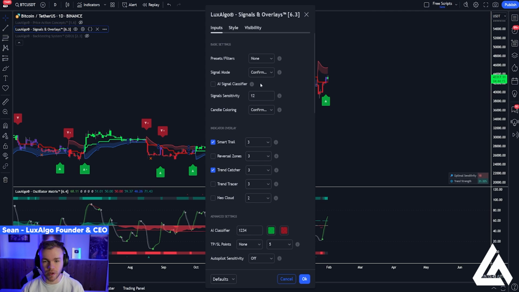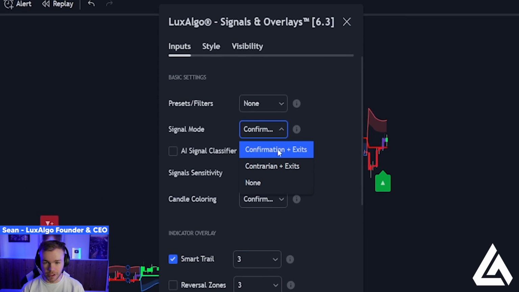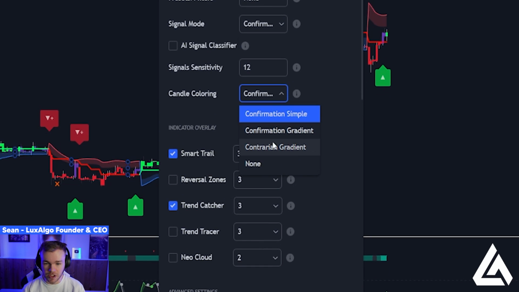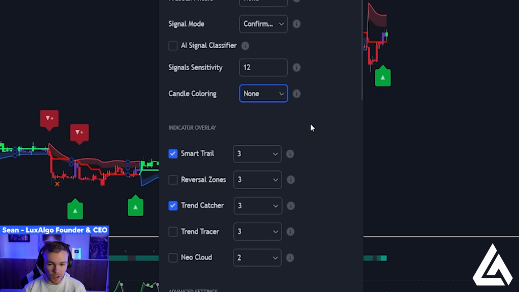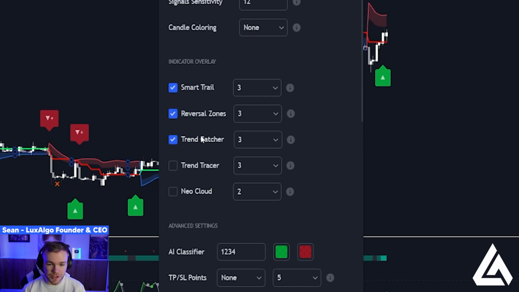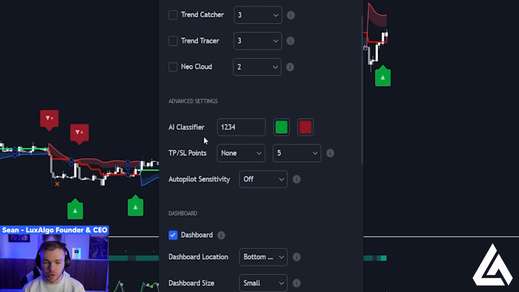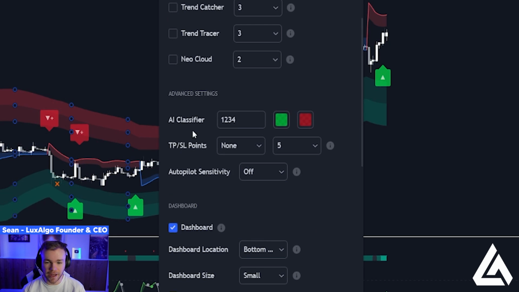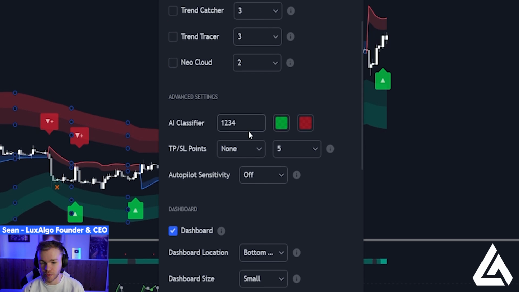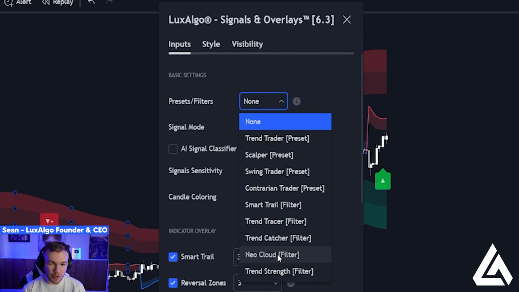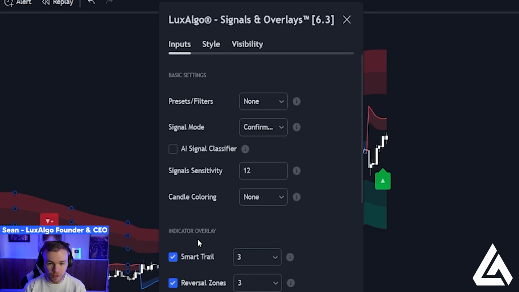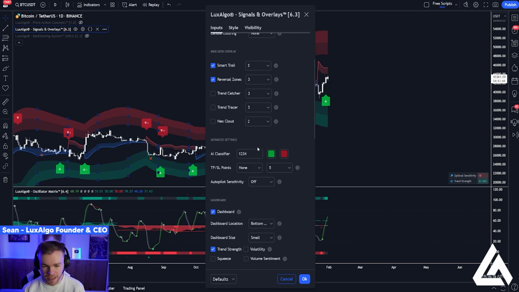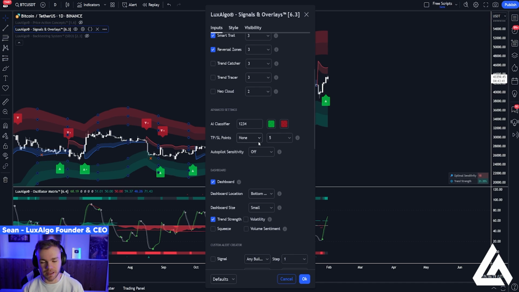There's so many different ways that you can customize the signals. You could introduce contrarian signals if you're looking to specifically spot reversals and change these signals around. You could change the candle coloring or optionally turn it off if you want. You can enable all sorts of different overlays. You can introduce the AI classifier to filter your signals numbered 1 through 4. You can set up any filter here to actually filter your signals based on the indicator overlays. As it basically states in its name, that's really what this is aiming to do, right?